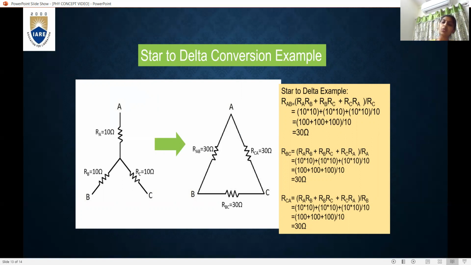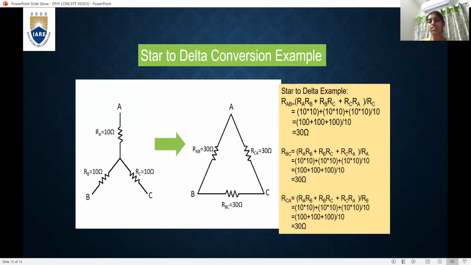And RBC is equal to RA RB plus RB RC plus RC RA by RA. So after all the calculations, after substituting RA, RB, RC values, you are going to get the RBC value as 30 ohms. Coming to RCA, RCA is equal to RA RB plus RB RC plus RC RA by RB. So here also, after substituting all the values respectively, you're going to get RCA as 30 ohms.